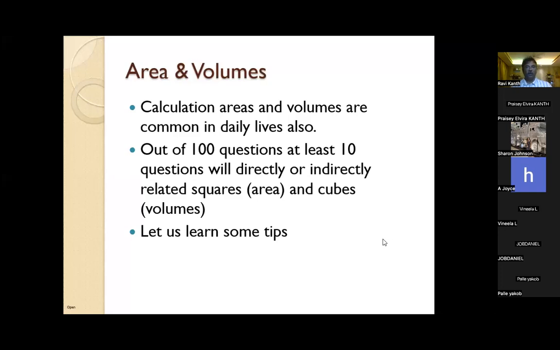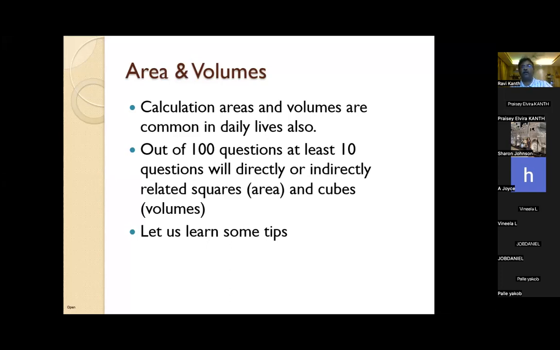Okay, now I hope you're all seeing the screen. Now, areas and volumes. Any rectangle area is length times breadth. Any square area, where one side is A, is A squared. That means squares always represent areas and cubes always represent volumes. These are very, very important in our calculations.